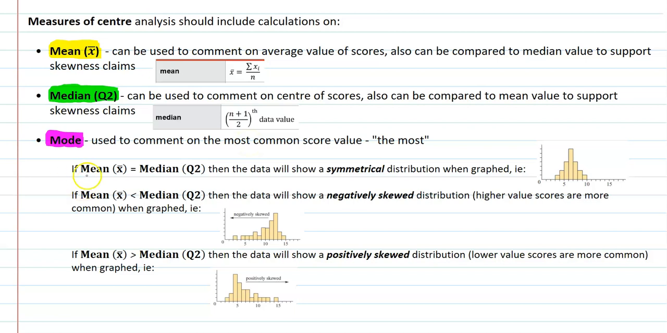So just reminding you what I mean by comparing the mean to the median. If the mean value you find equals the median, the data will show a symmetrical distribution when graphed. If the mean is less than the median, the data will show a negative skew, so higher values are favoured. If the mean is greater than the median, then the data will show a positively skewed distribution. So we have values that are favouring the lower values.